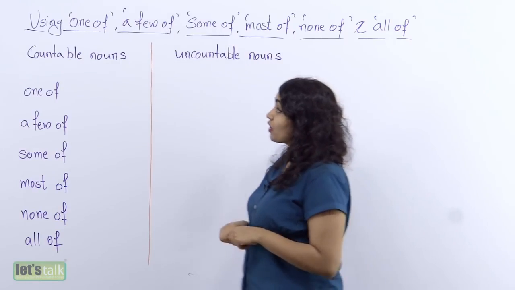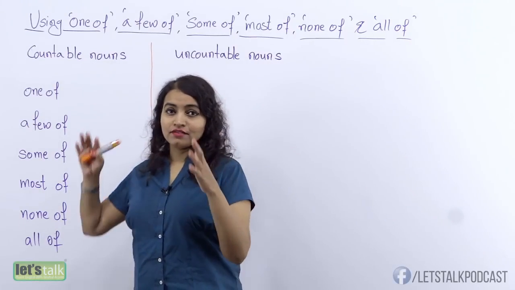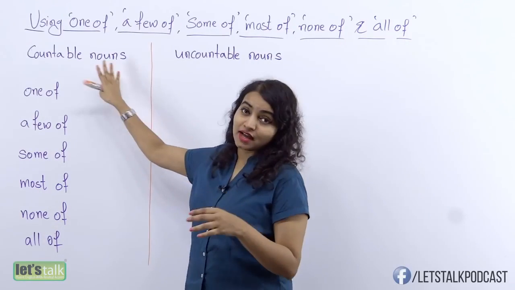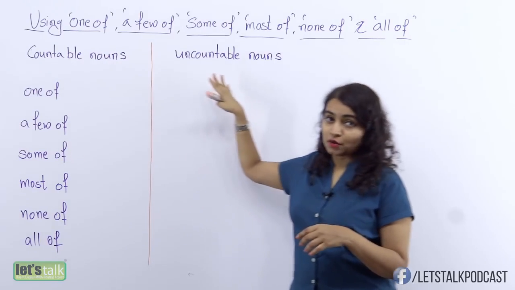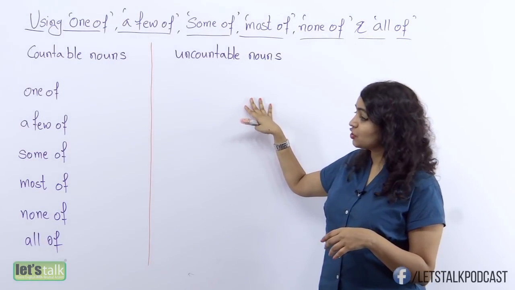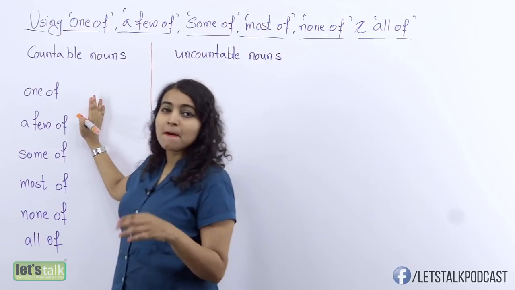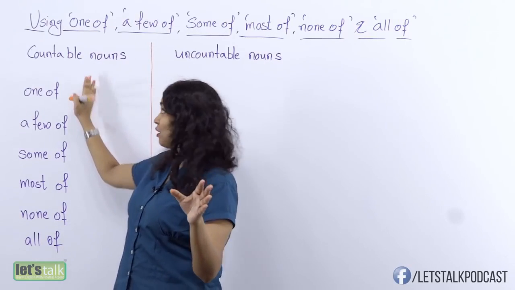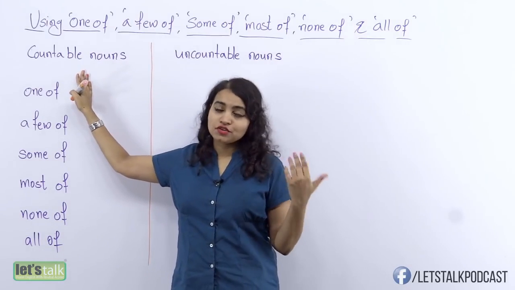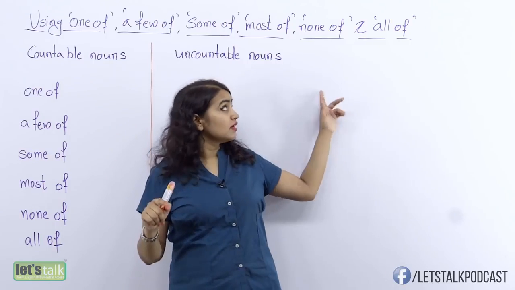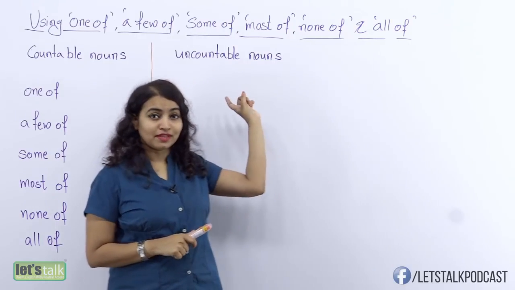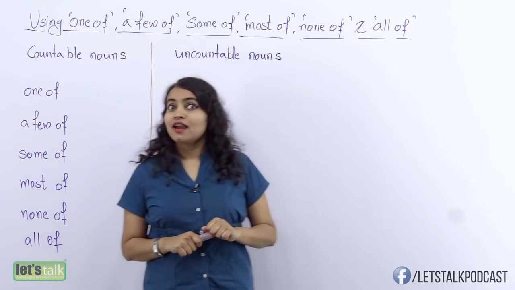Now, we're going to divide the nouns into countable nouns and uncountable nouns, because the use of these phrases might differ in case of a countable noun, and the use of these phrases might differ in the case of an uncountable noun. Okay, let's see how.